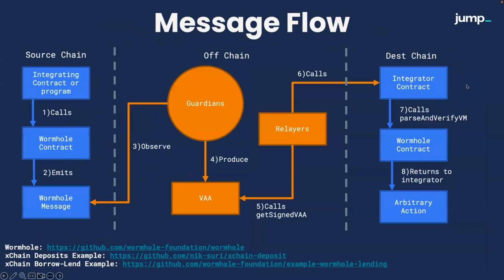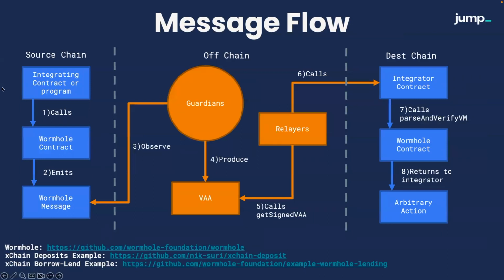So this is the entire Wormhole message flow, how a message gets from a source chain to a destination chain in 8 steps. So first, you start on the source chain, and the integrating contract or program. This can be an actual contract that you write that composes on top of the Wormhole contract, or it can just be a basic JavaScript program.